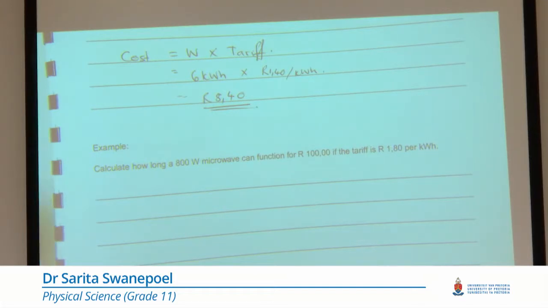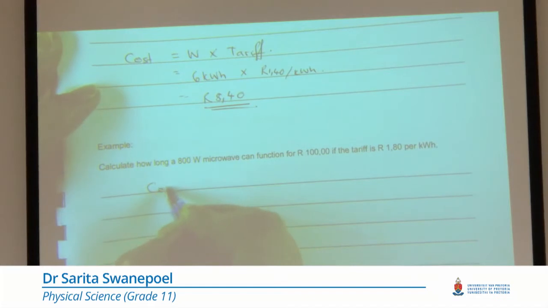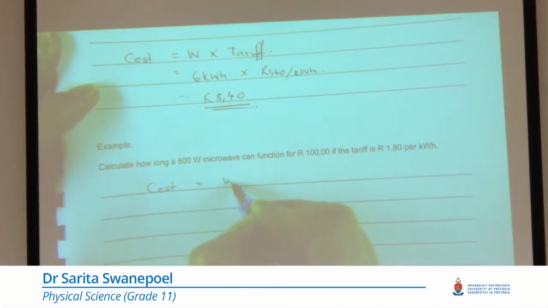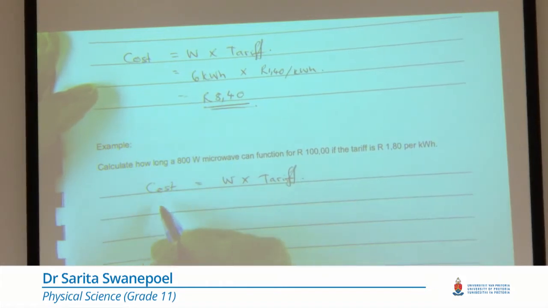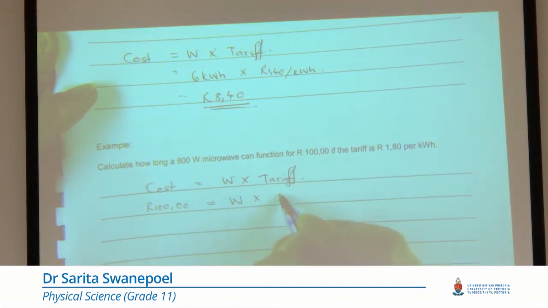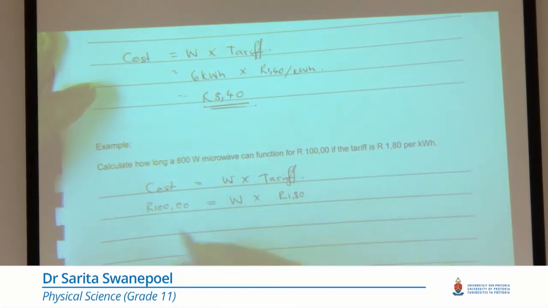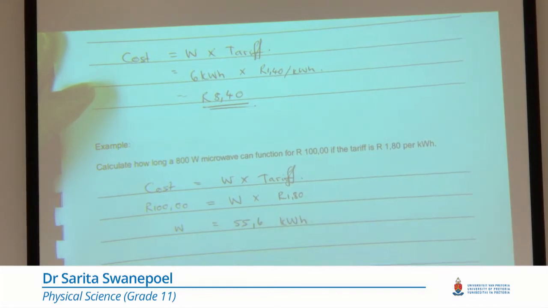Right, so this time I'm going to do the cost first. Cost equals energy times tariff. I have a whole 100 rands to spend. I'm looking for the energy, and the tariff was 180 per kilowatt hour. So I'm going to divide, and that will give me 55,6 kilowatt hours of energy that I can buy.